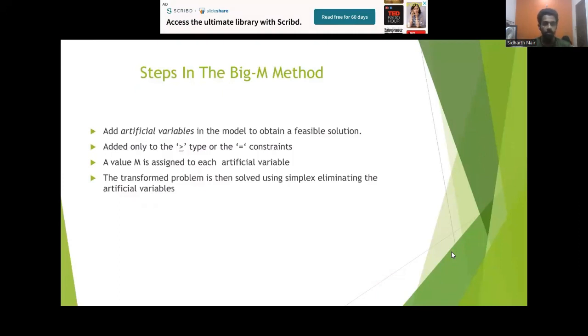We must understand that we only add the artificial variable when the constraint is greater than or equal to, or just the equal to type. We do not add the artificial variable when it is of the less than type. We then just use the slack variable.